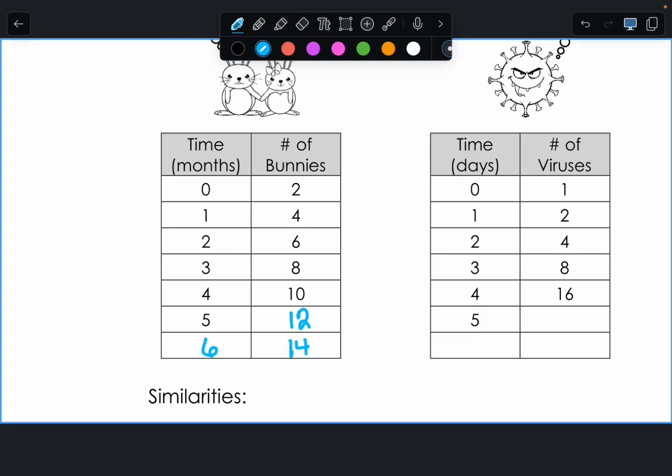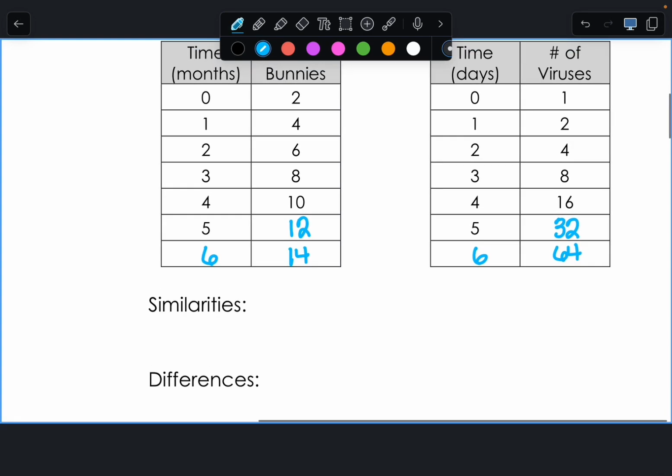Okay, what about the viruses? Multiplying by 2. So 16 increases to 32 and then 64. Okay, so what are the similarities between the two? What else? Keep thinking. They're both increasing.